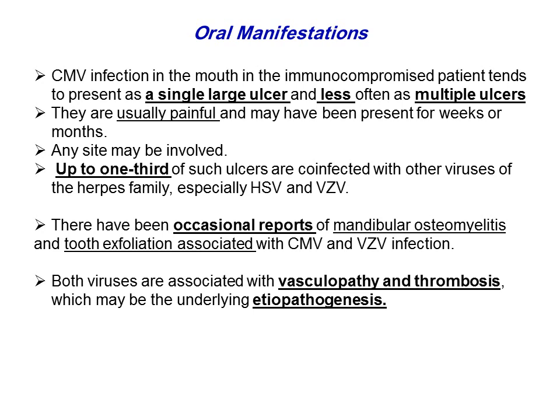The oral manifestation of cytomegalovirus in immunocompromised patients tends to appear as a single large ulcer and less often as multiple ulcers. These are usually painful and may stay for weeks or months. They may involve any site in the oral cavity. Up to one third of ulcers are co-infected with other viruses, especially herpes simplex virus and varicella zoster virus.